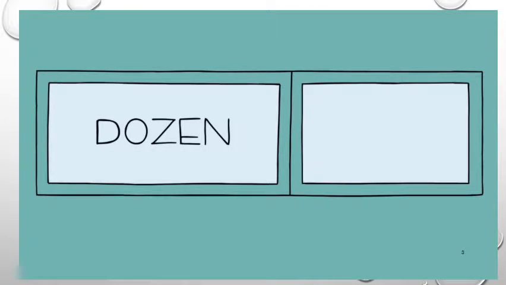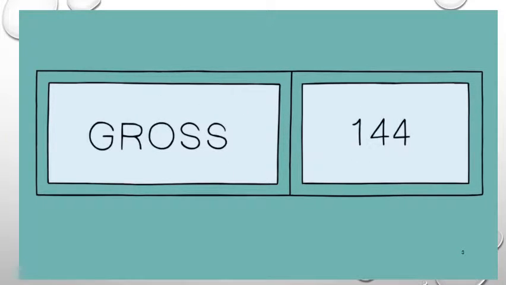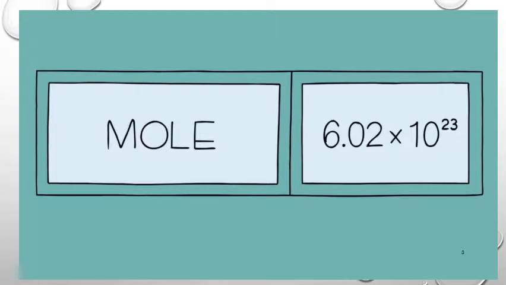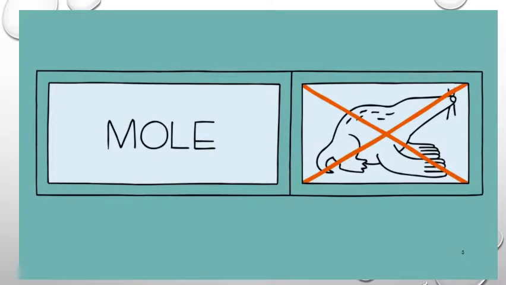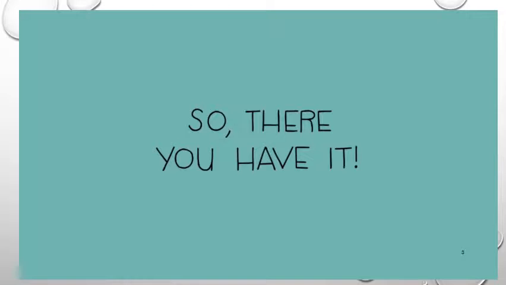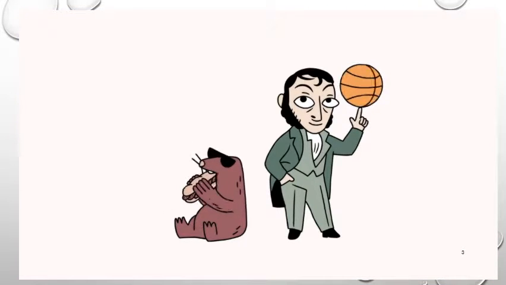When we hear the word dozen, we probably think of the number 12. We also know that a pair is 2, a baker's dozen is 13, a gross is 144, and a ream of paper is... anybody? A ream is 500. Well, a mole is really the same thing. For a chemist, a mole conjures up the number 6.02 times 10 to the 23rd, not a fuzzy little animal. The only difference is that the other quantities are more familiar to us. So there you have it. The story of the mole, Avogadro, basketballs, and how to buy salami at the grocery store.